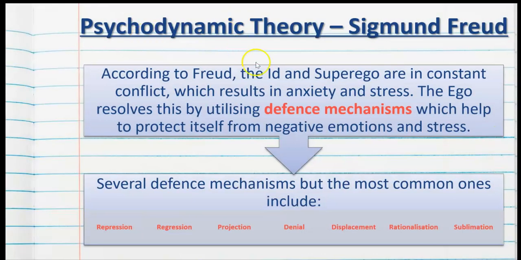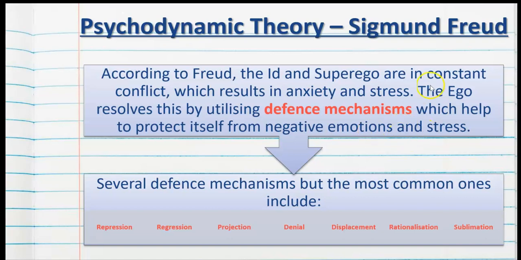Okay, so another concept of the psychodynamic theory according to Freud was that the ID and superego are in constant conflict, which results in anxiety and stress. If you watched my previous revision video on the ID, ego, and superego, I go into the ID and superego having conflict quite a lot. So the ego resolves this by utilizing defense mechanisms, which help to protect itself from negative emotions and stress.